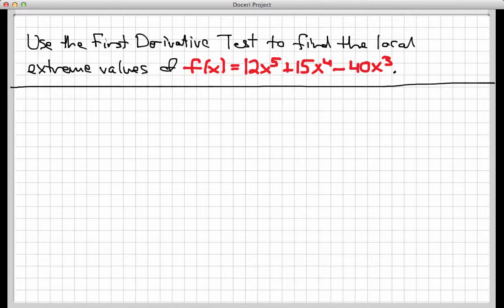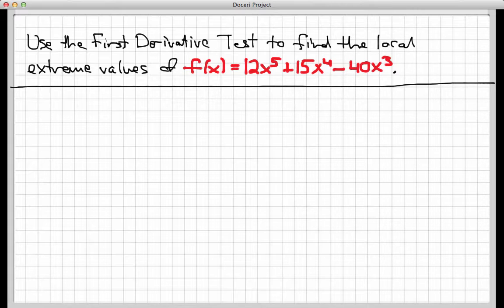Remember what the first derivative test actually says. It says that given a differentiable function f, the local maximum values of f will happen where f prime changes sign from positive to negative, and the local minimum values of f will happen where f prime changes sign from negative to positive. So this is all about finding f prime and finding the places where it could change its sign from positive to negative or vice versa.